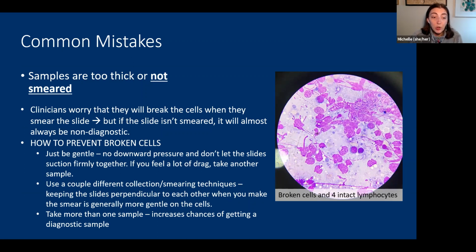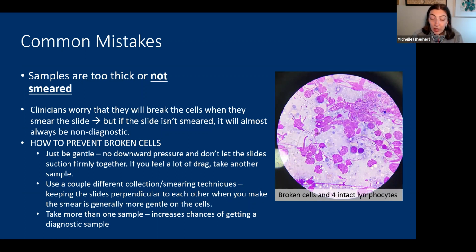But some ways to prevent broken cells: be gentle. Like I said, no downward pressure. If you feel that the slides suction together and you feel a lot of drag, take another sample. And use a couple of different collection or smearing techniques if you're not sure.